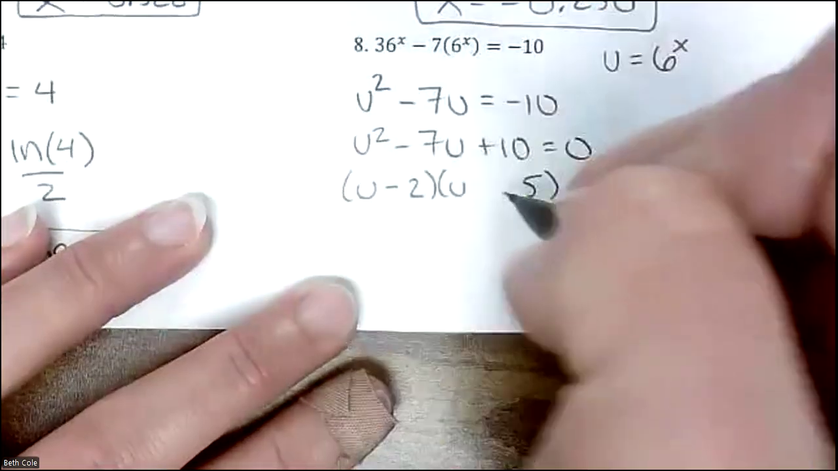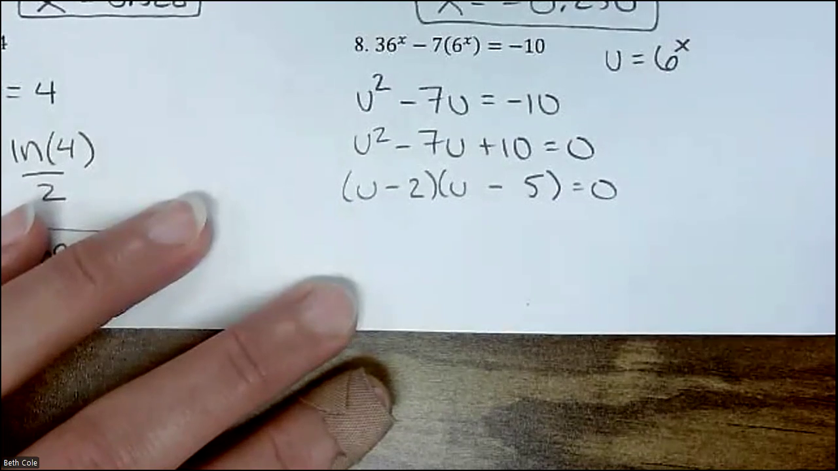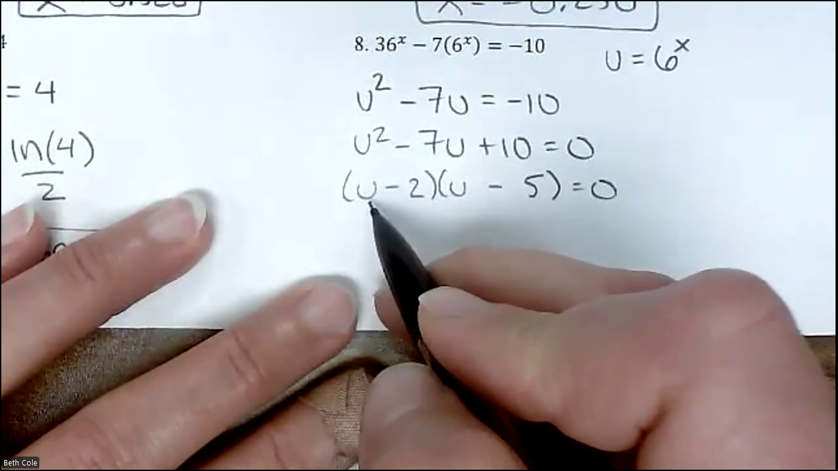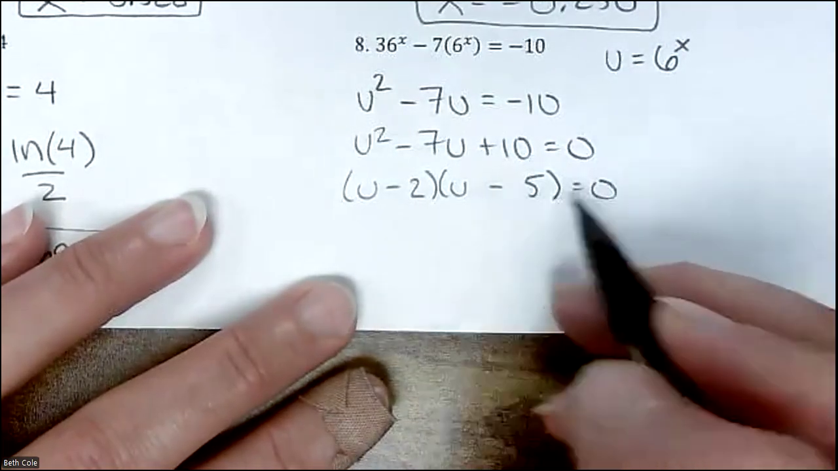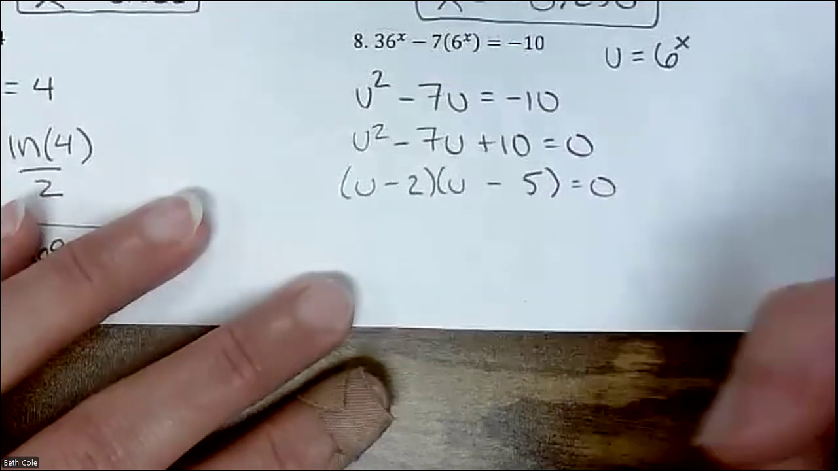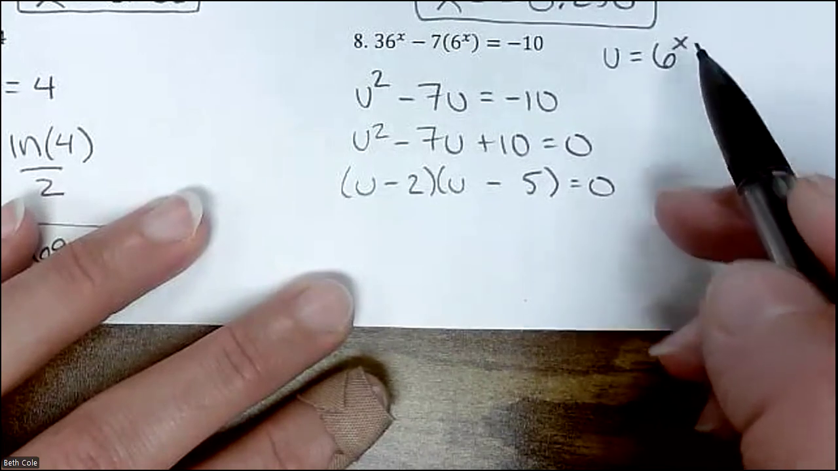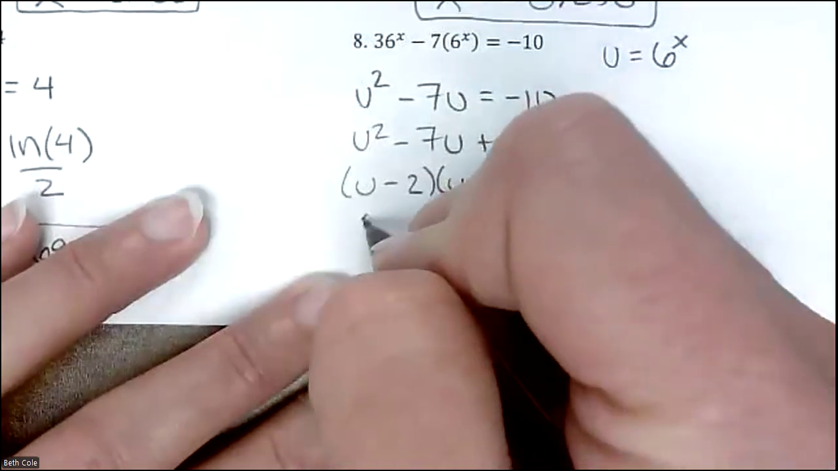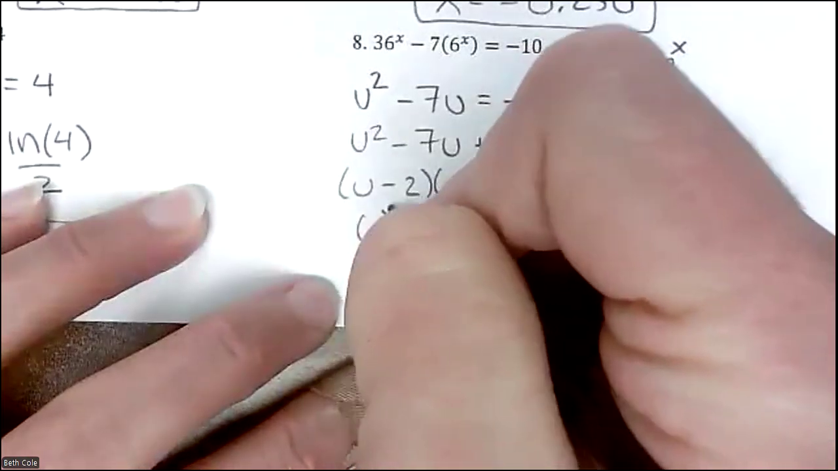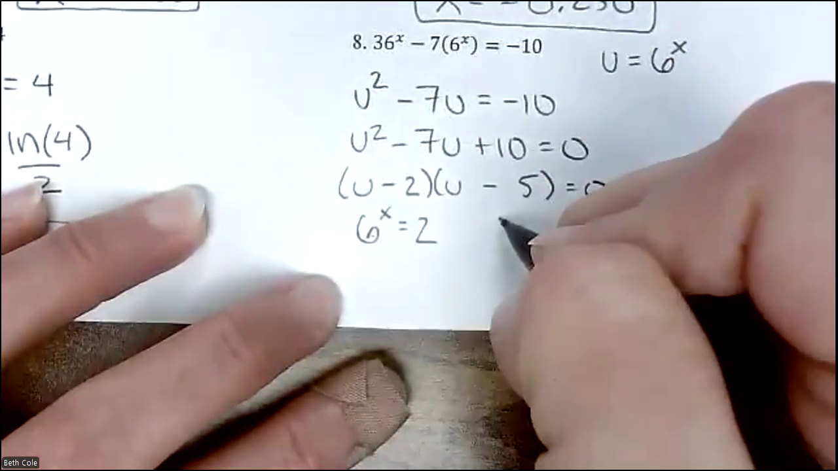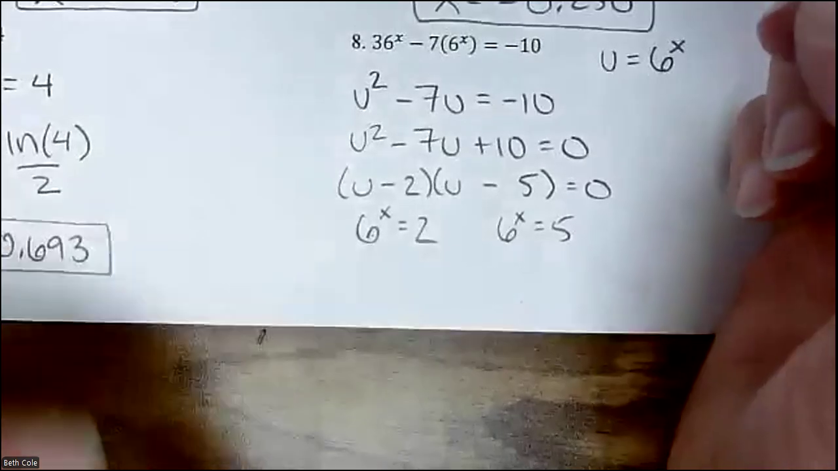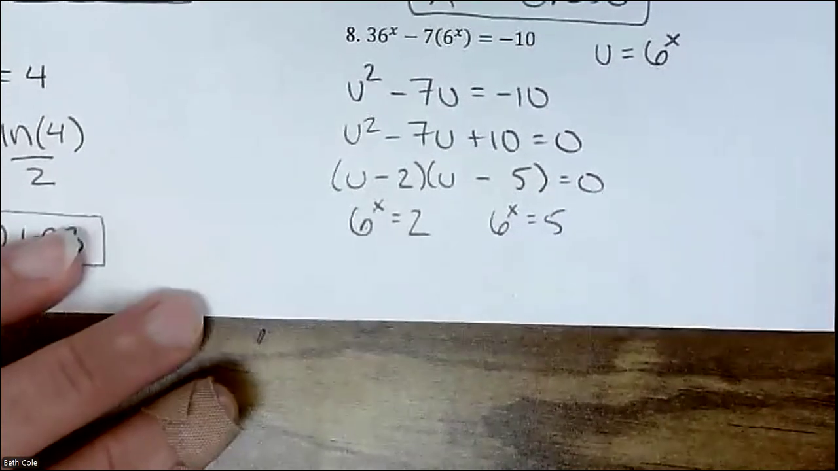Yep, 2 and 5, they're both negative. Now here's the thing. It's u equals 2 and u equals 5, but we're not trying to find u, we're trying to find x. So you don't want to write u equals 2, you want to write 6 to the x equals 2. And 6 to the x equals 5. And then unfortunately, you then have one more step.